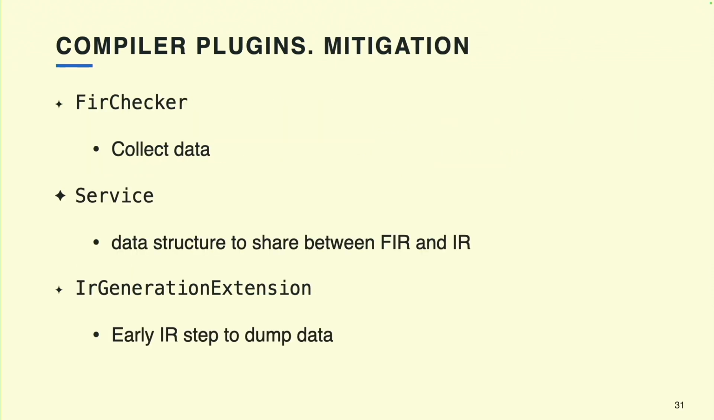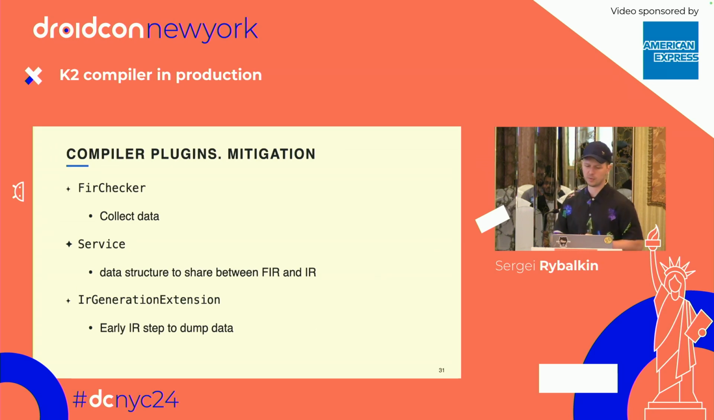So the mitigation we came up with at that moment was to use a FIR checker to collect data. Then to use an instance called service in K2 compiler and API, and the data structure we pass to both FIR on the front end and IR on the back end. And use the IR generation extension that also processes something when all the checkers are done.